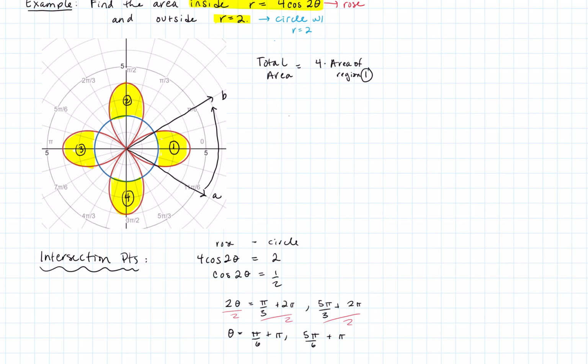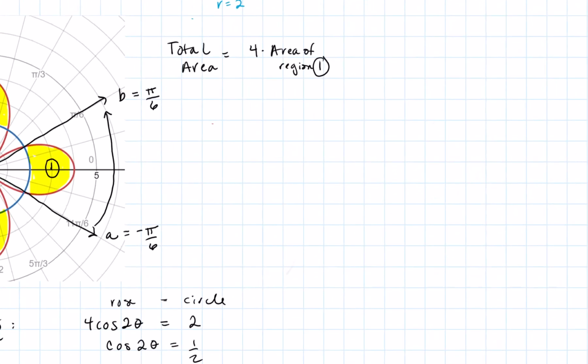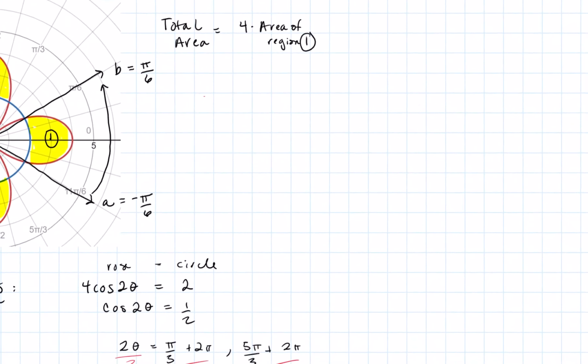So for A, when I look at A, we could actually see that on the graph from Desmos, but I wanted to show you where we're getting that. So where A is at negative pi over 6, and B is hitting at pi over 6, is where the two curves are intersecting each other. So those are the rays at which these two curves intersect. So now let's find the area of region 1. I'll keep it off to the side there.